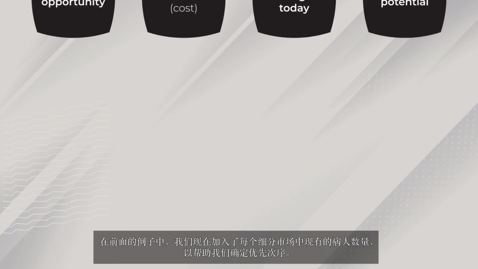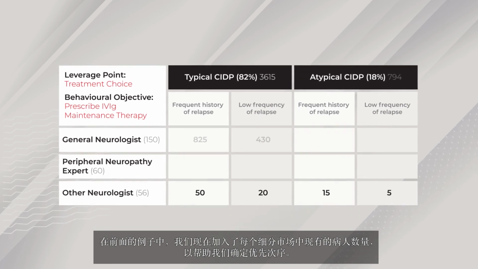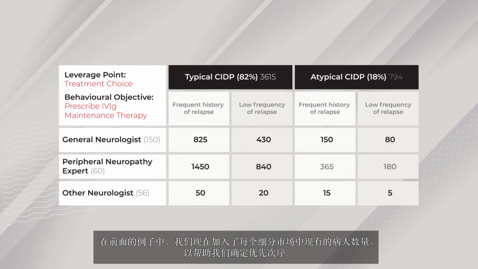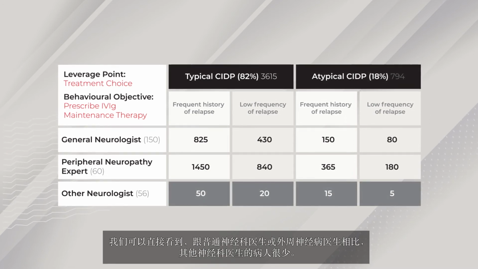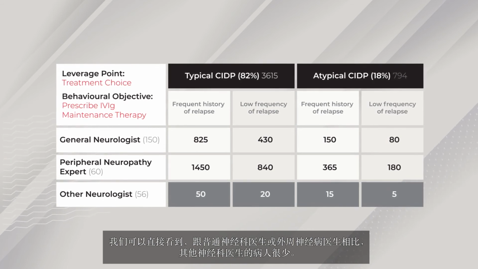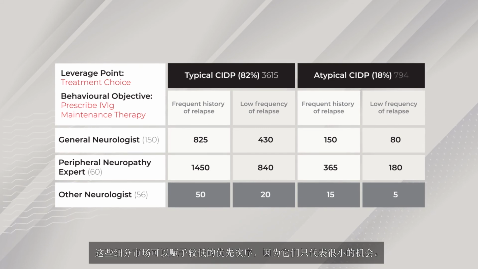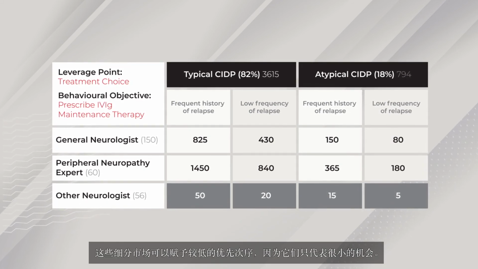In our earlier example, we have now added in the number of patients that exist in each segment to help us prioritise. Straight away, we can see that other neurologists only see a small proportion of patients in comparison to general neurologists or peripheral neuropathy experts. These segments can be assigned a low priority, since they represent only a small opportunity.